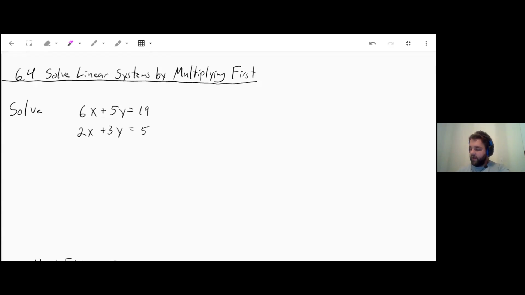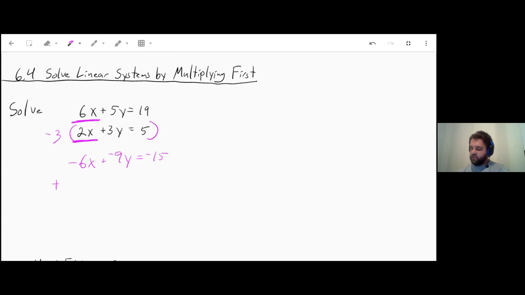So for example, in this first one, if I want to get that 6x to cancel out, I need to multiply the 2x by something in order to get that to turn into a 6x. So what I'll actually end up doing is I will multiply this entire line by a -3, because personally, I like adding more than I like subtracting. So if we multiply by a negative, we can then add our equations together. So -3 times 2x will give us a -6x. -3 times 3y will give us a -9y. And -3 times 5 will give us a -15.